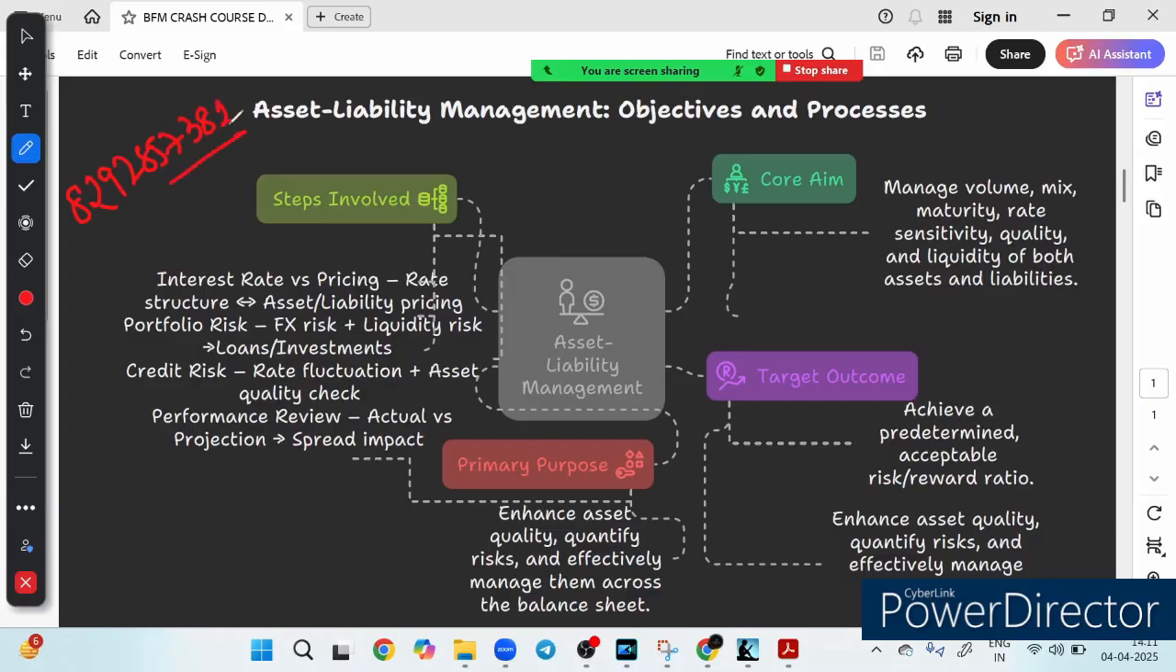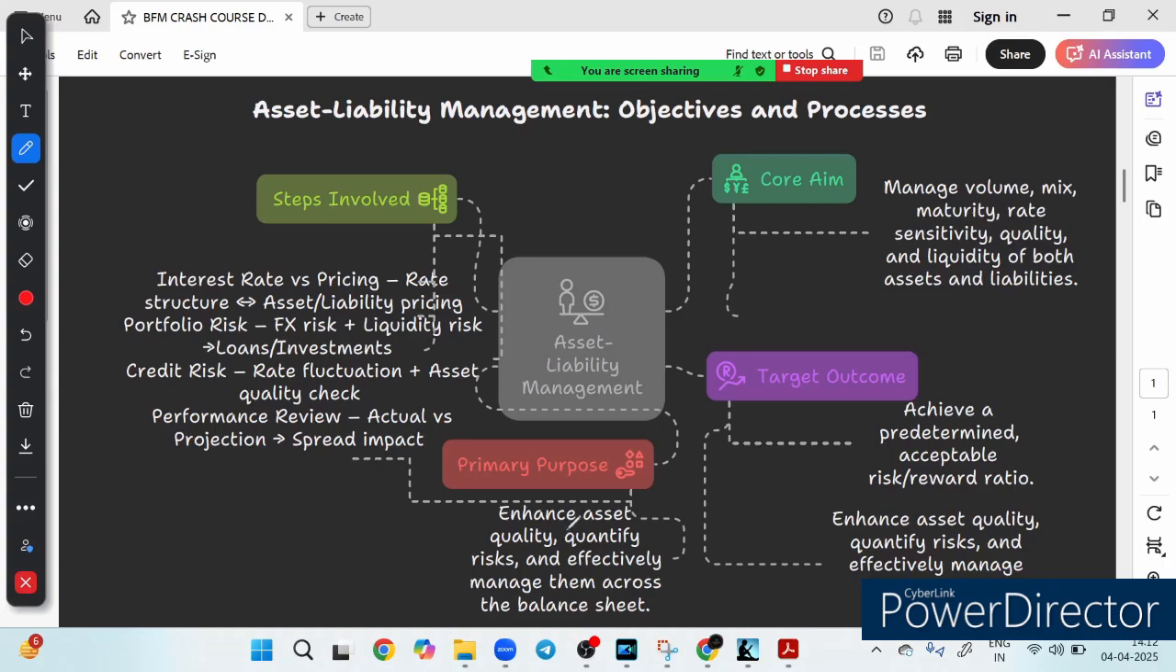So let's get started with the ALM. Have you ever thought how banks maintain a perfect balance between what they own and what they owe? It's like walking a financial tightrope. And this balancing act is called ALM, that is, asset liability management. But why is it so important? Let's break it down in the simplest way.